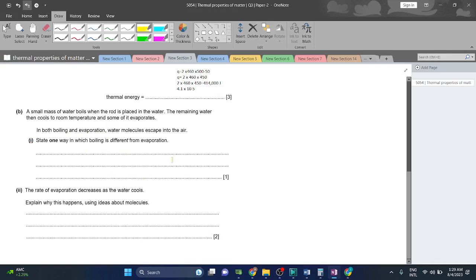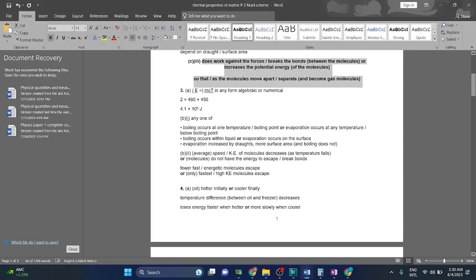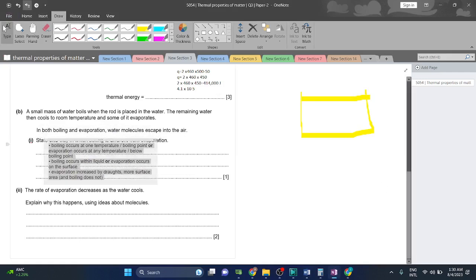Okay, the difference between evaporation and boiling is this. If for example this is a pot and this is the water, evaporation will only occur at the surface, while boiling will happen throughout the liquid. And another one is that boiling needs a specific temperature, while evaporation works over a range of temperatures. So yeah, one. Okay next, "boiling occurs and evaporation increases by drought more surface area." That is not a difference, neither is it a similarity. Let's look at the next one.